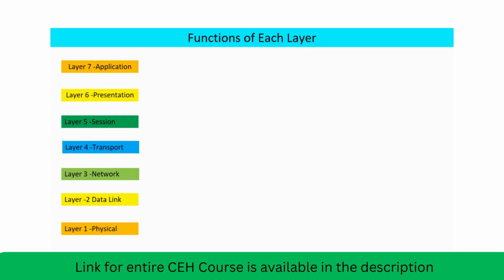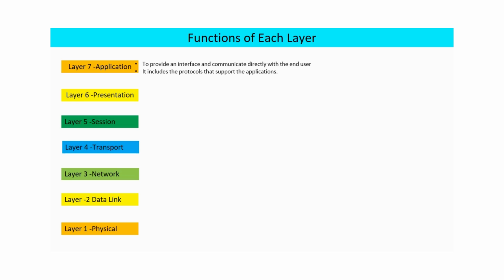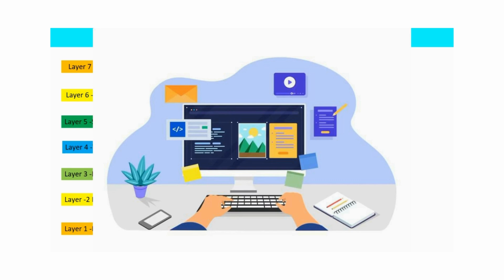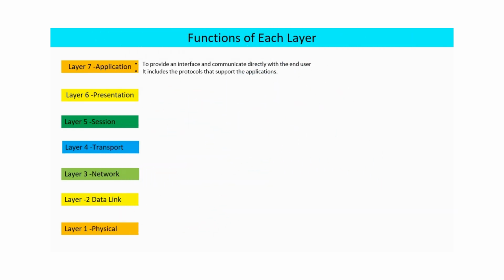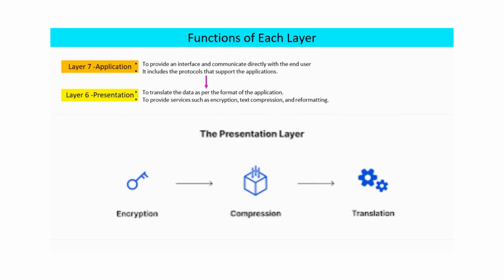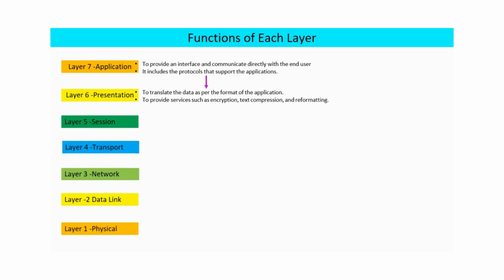Now we will discuss the functions of each layer. We will start with the topmost layer, that is layer 7. It provides an interface and communicates directly with the end user. It includes the protocols that support the application. So this is related to the communication between the application and the end user. Presentation layer. It translates the data as per the format of the application. It provides services such as encryption, text compression and reformatting.